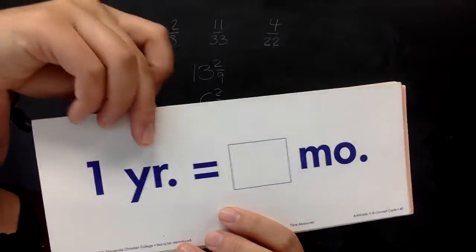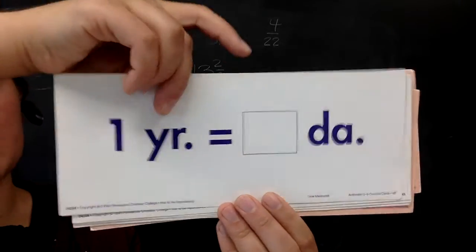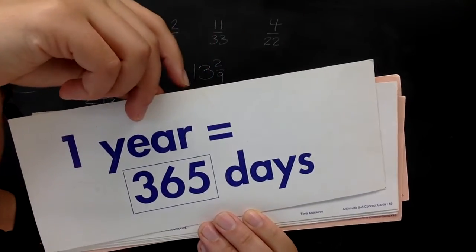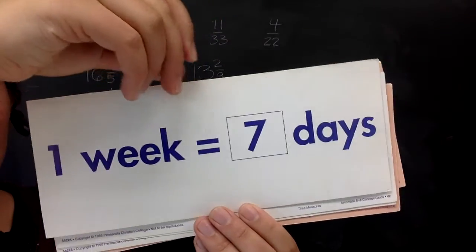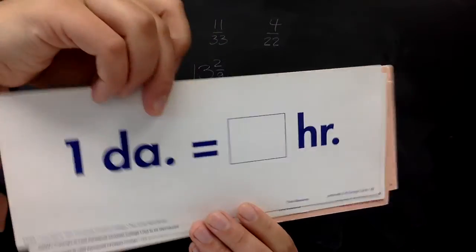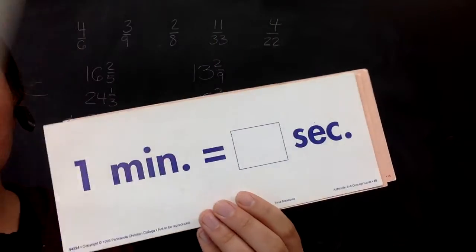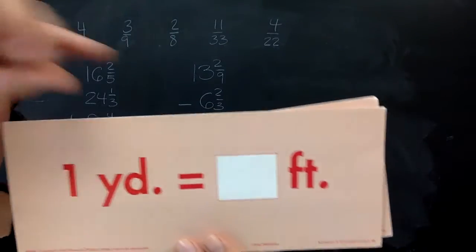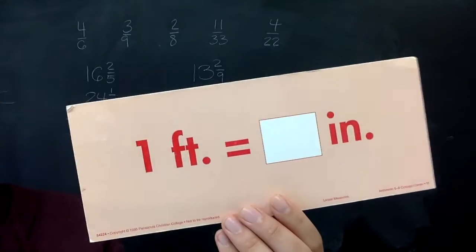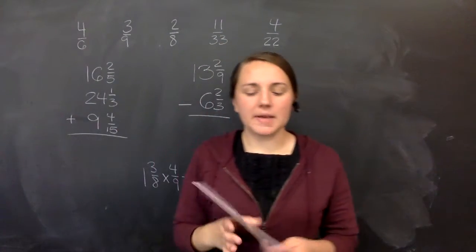1 century equals how many years? 100. 1 year equals how many months? 12. 1 year equals how many days? 365. 1 week equals how many days? 7. 1 day equals how many hours? 24. 1 hour equals how many minutes? 60. 1 minute equals how many seconds? 60. 1 yard equals how many feet? 3. And 1 foot equals how many inches? 12.